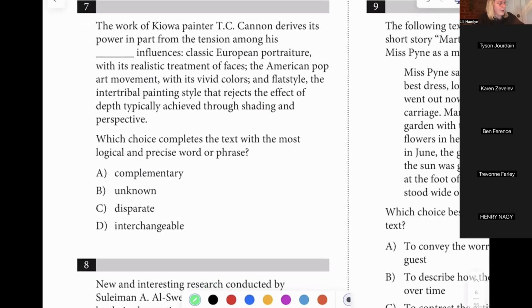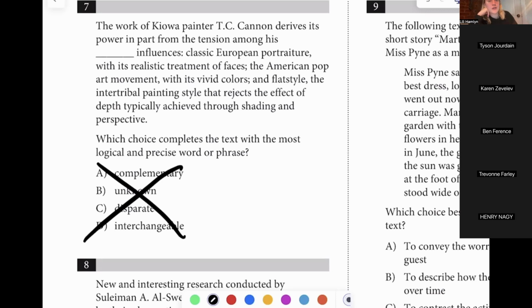What did everybody get for number 7? Any other answers before we review it quickly?